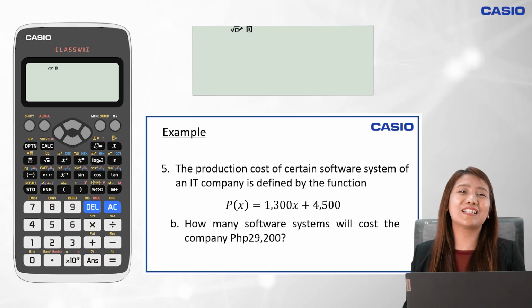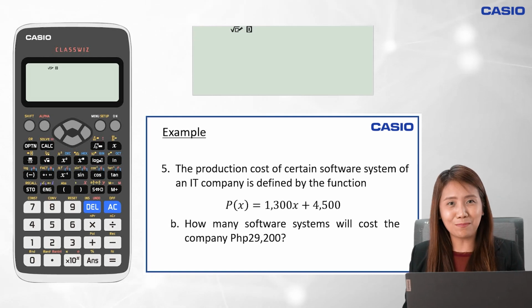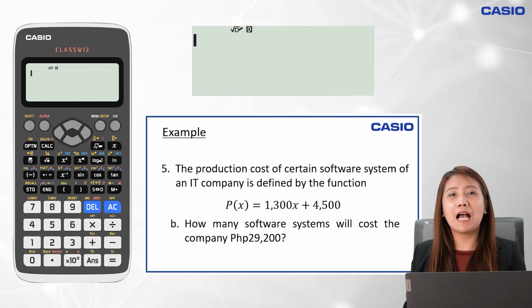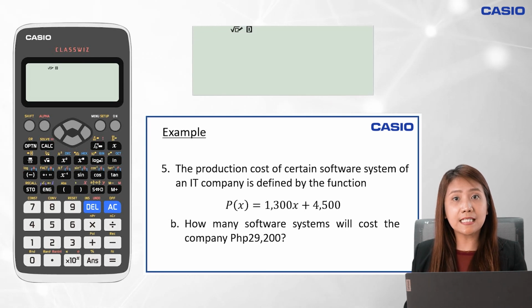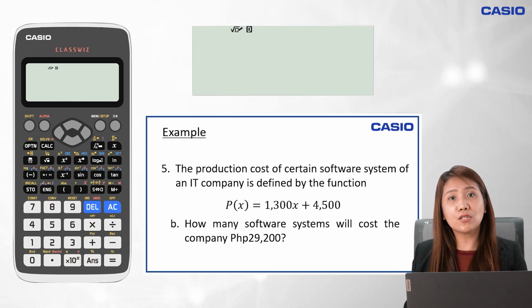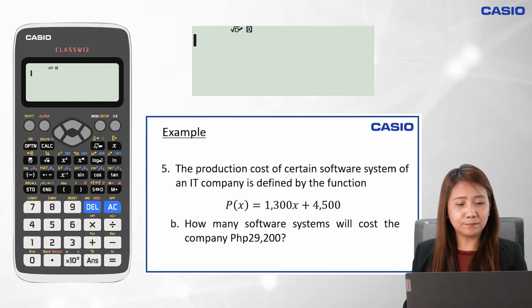Let's answer a different question from the same problem. The question is, how many software systems will cost the company 29,200? Now to answer B, we know that 29,200 pesos is the amount of production and X is the number of software which is missing. We need to use menu 1 calculate mode and solve the equation with the missing value of X. Let's press menu then 1.